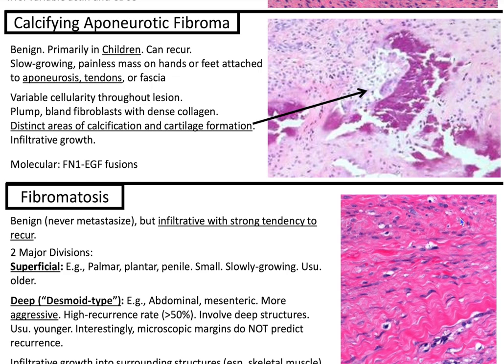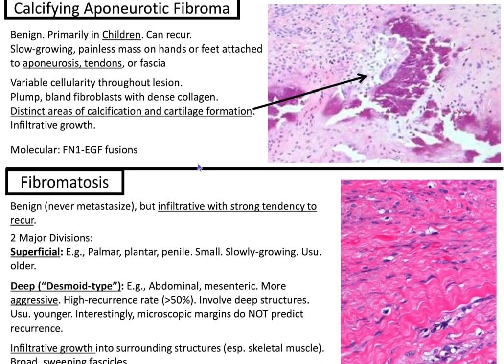It's benign. It's primarily in children. It can recur. Clinically, it's a slow-growing, painless mass on hands or feet attached to the aponeurosis, tendons, or fascia. Histologically, you'll see variable cellularity throughout the lesion. You have these plump, bland fibroblasts with dense collagen. But your key point is you'll see distinct areas of coarse calcifications and cartilage formation, and it can have this infiltrative growth. Molecularly, it has an FN1-EGF fusion.